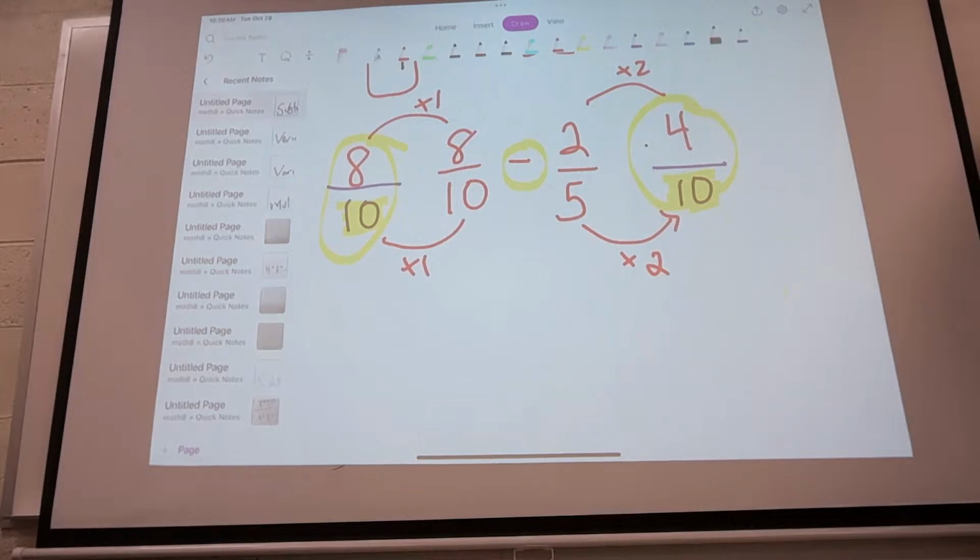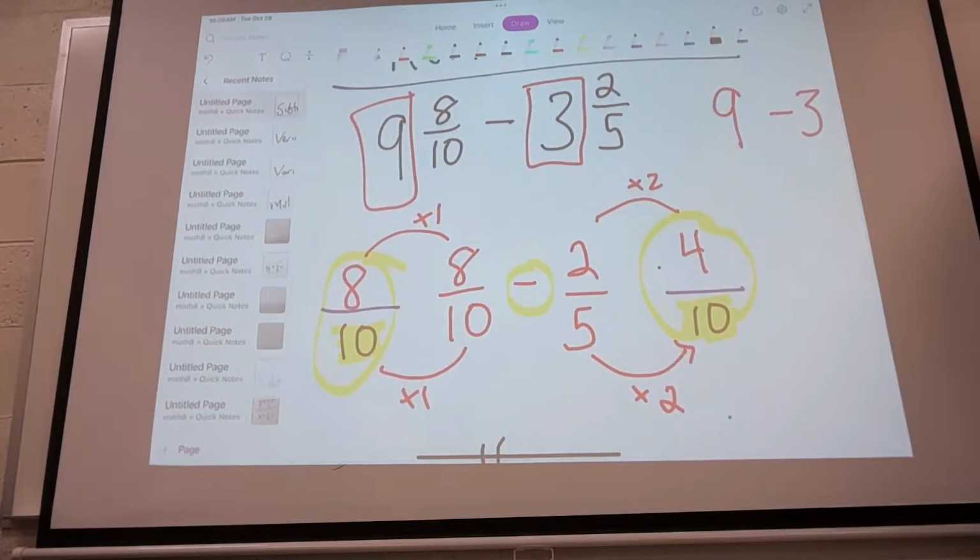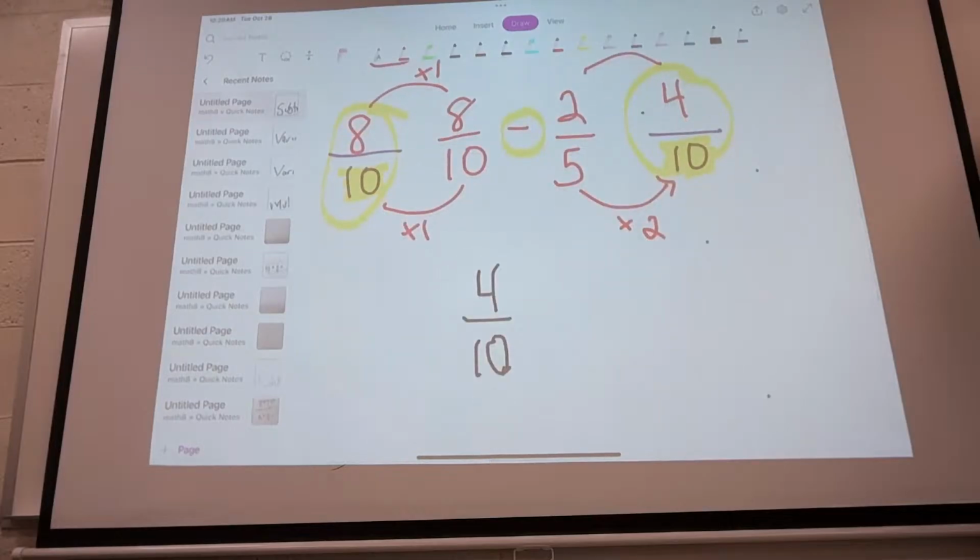8 take away 4 is 4/10. So we're done with our fractions. How about up top? What is 9 take away 3? So 6 and 4/10. Can I reduce that? 5 by 2. 6 and 2/5.